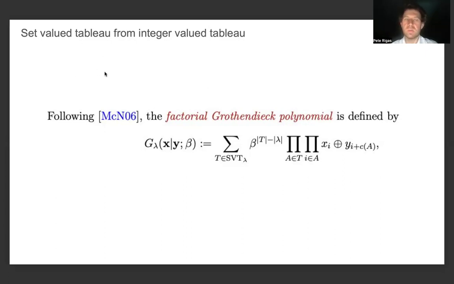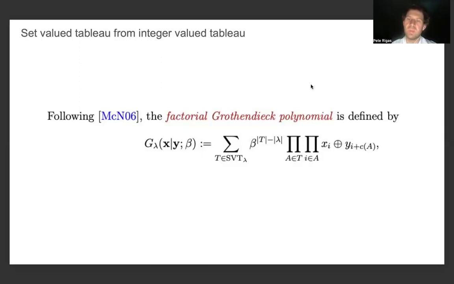So in the previous presentation, we talked about how one can define a double Grothendieck polynomial for set valued tableau from integer valued tableau, with the difference that the integer valued tableau have numbers in each one of the boxes, whereas in the set valued tableau, the individual boxes which are given from the semi-standard Young tableau can be populated with sets according to some hierarchy and some ordering of the elements that we contain in the set.